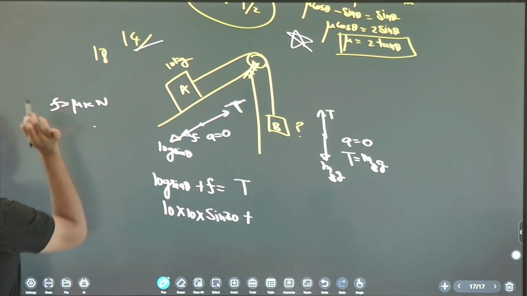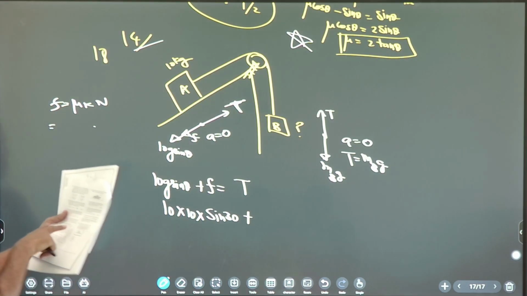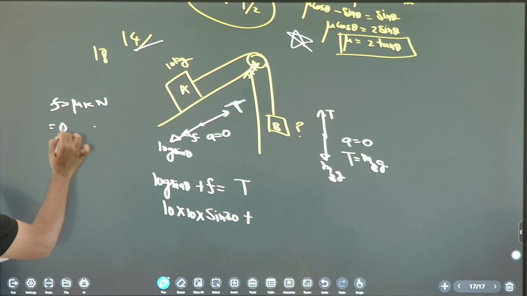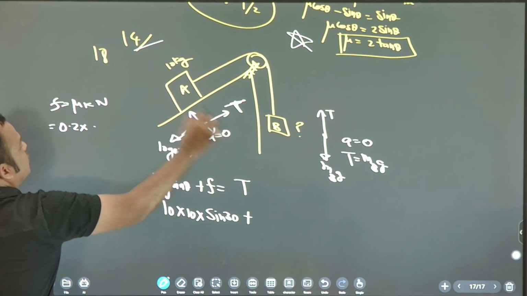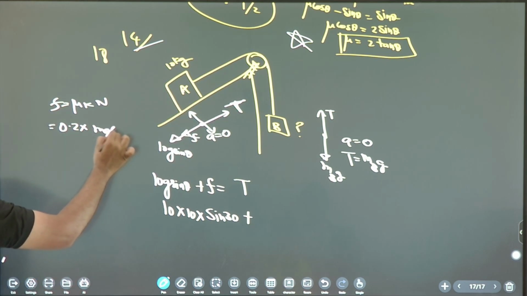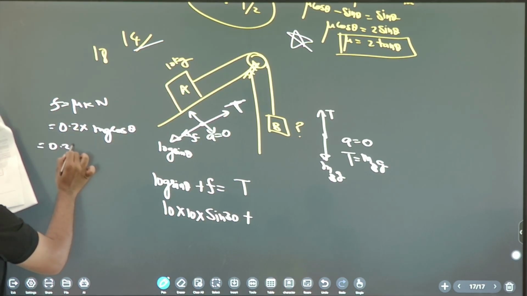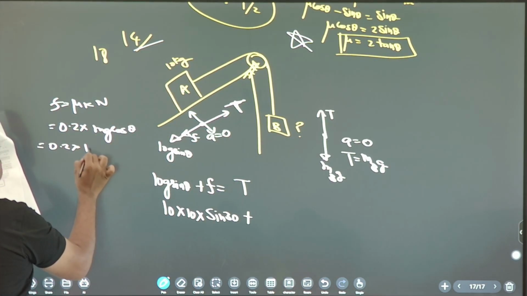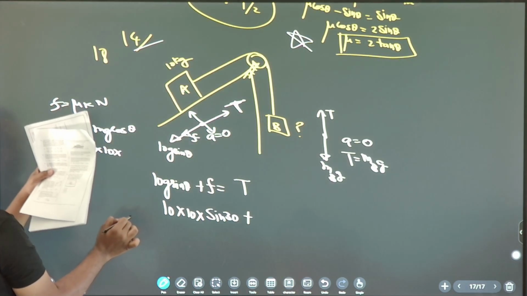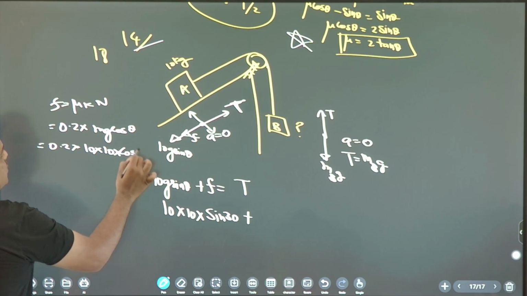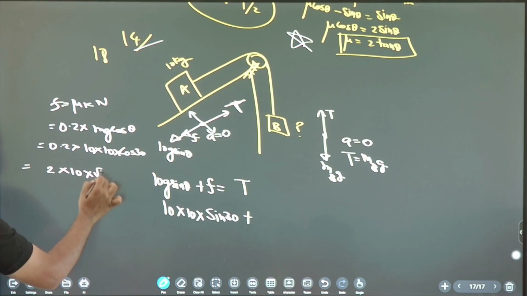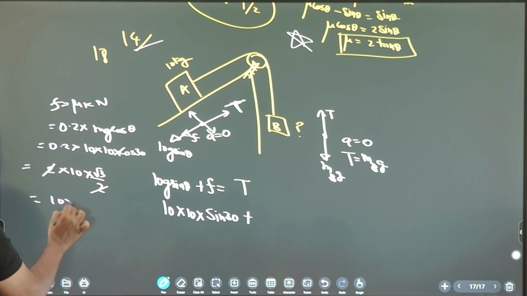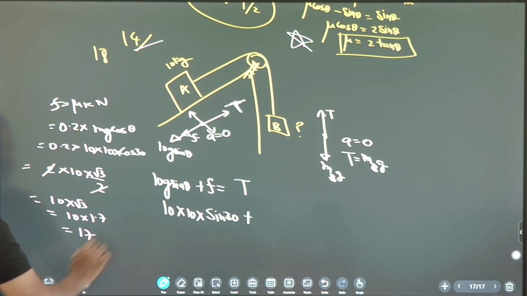F is mu k N, and mu k is given, 0.2. What is the N value? Mg cos theta, very good. So 0.2 into 10 into 10 into cos 30. 0.2 into 10 is 2, 2 into 10 into root 3 by 2. So 10 into root 3, 10 into 1.7, so 17.